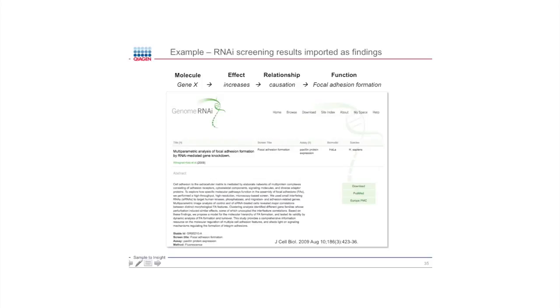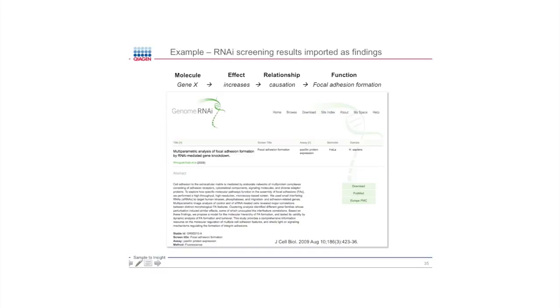As an example of this, there's an RNAi screening database out on the internet, and you can think about those kinds of findings, RNAi screening results, as my findings. So if you have a gene X, a molecule, that you've increased or decreased with a siRNA screen, for example, and you saw an endpoint like focal adhesion changed, now you have basically a relationship like gene X increases causation of focal adhesion formation. So this is like a typical IPA kind of relationship. It has a direction, it has a type, it's a causation relationship, and it affects some function.